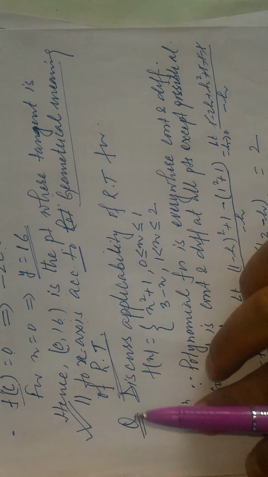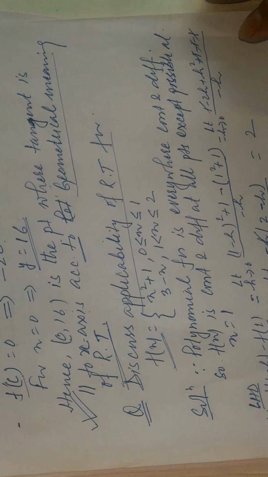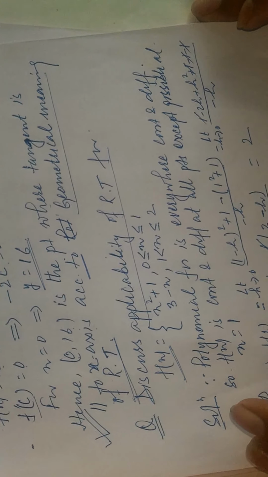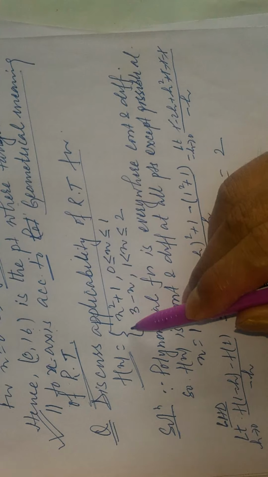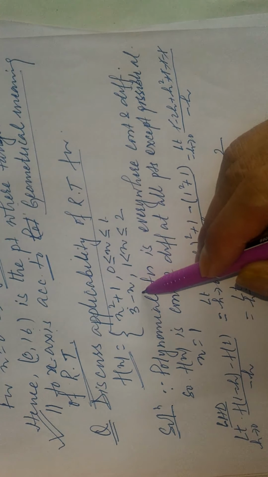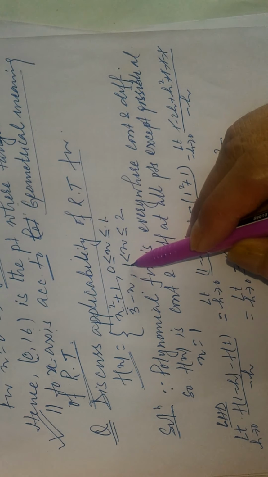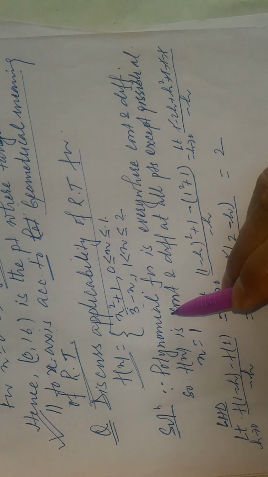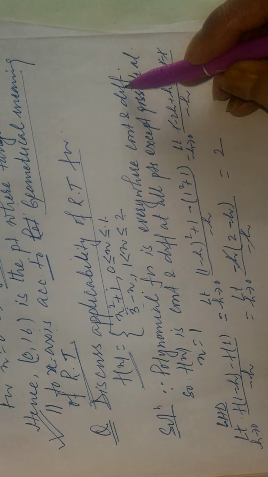Now another type of question may be: discuss the applicability of Rolle's theorem for this function. It means we need to check whether Rolle's theorem is applicable for the given function or not. Now we find the function has been defined in two different ways. From 0 to 1 it is x square plus 1, and from 1 till 2 it is 3 minus x. Again, these are polynomial functions. A polynomial function is everywhere continuous and differentiable.